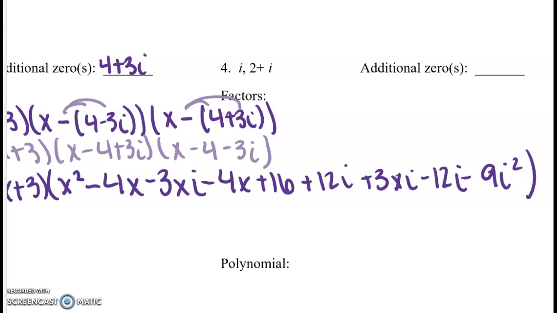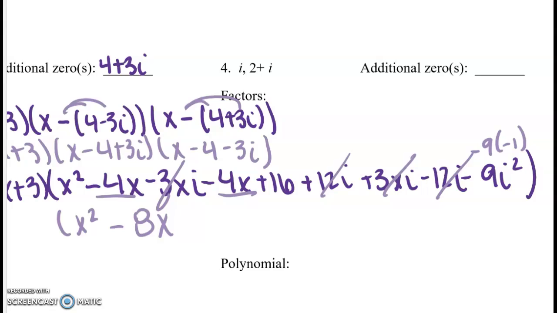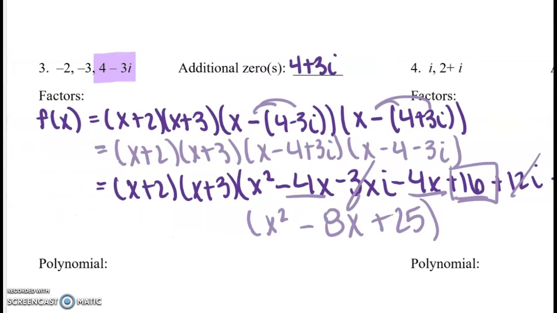It looks ugly, but all of our i's end up canceling out. I've got a -3i and a +3i. We've got a 12i and a -12i. And we know that i squared is equal to -1. So that's really a plus 9. So we're at x squared. Minus 4x, so minus 8x. And 16 plus 9 takes me to plus 25. And then I have these two factors here.